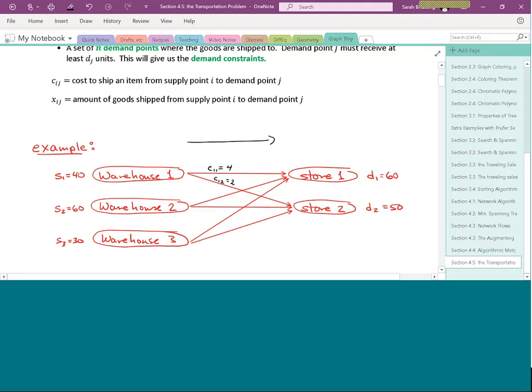Okay. So then the cost to ship from warehouse 2 to store 1 is $6 per unit. The cost to ship from warehouse 2 to store 2 is $7 per unit. The cost to ship from warehouse 3 to store 1 is $5 per unit. And the cost to ship from warehouse 3 to store 2 is $6 per unit.